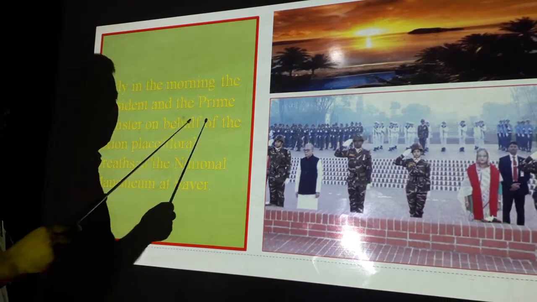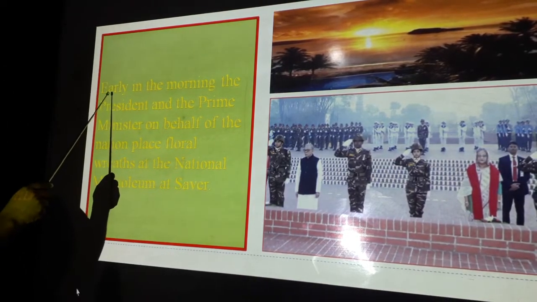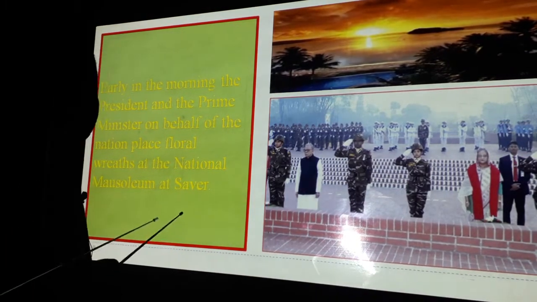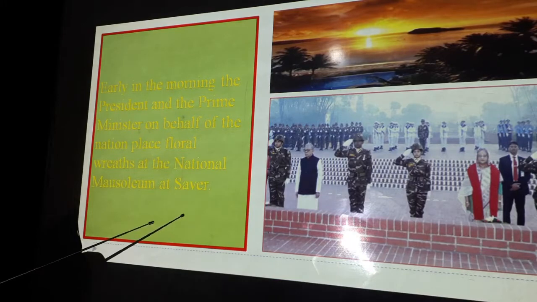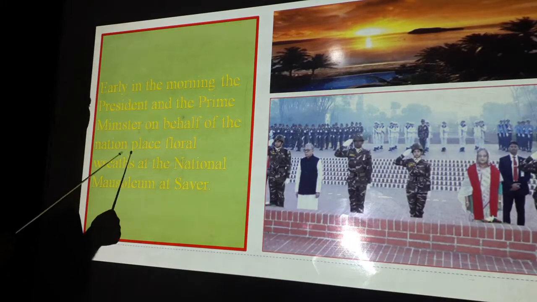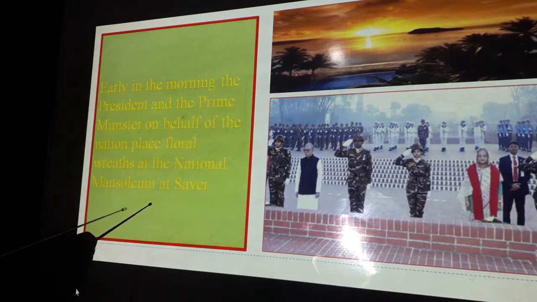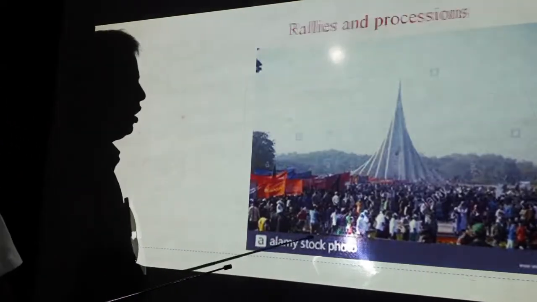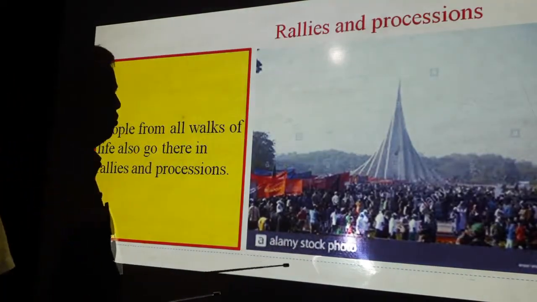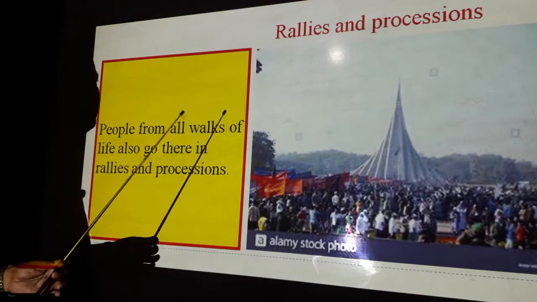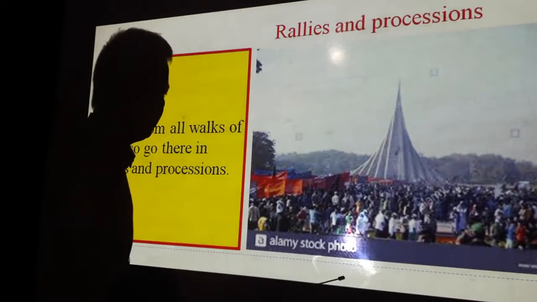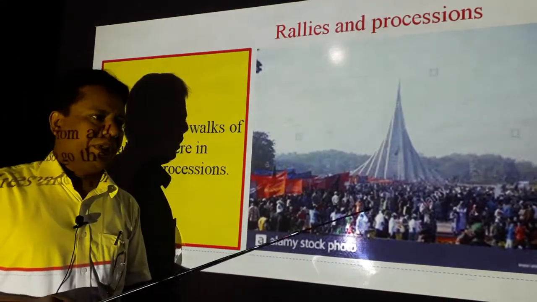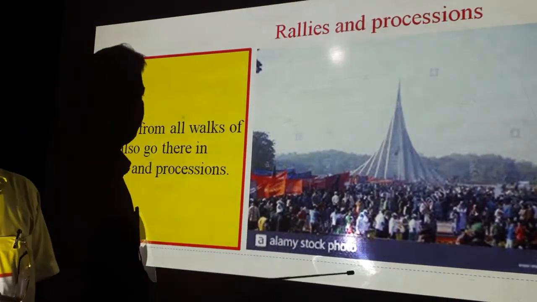Now I read the writing. Early in the morning, the President and the Prime Minister on behalf of the nation place floral wreaths at the National Memorial at Savar. Let us go to another one. Rallies and processions. This is another picture of the National Memorial.